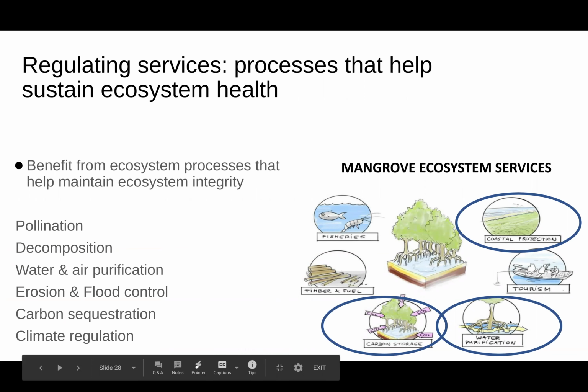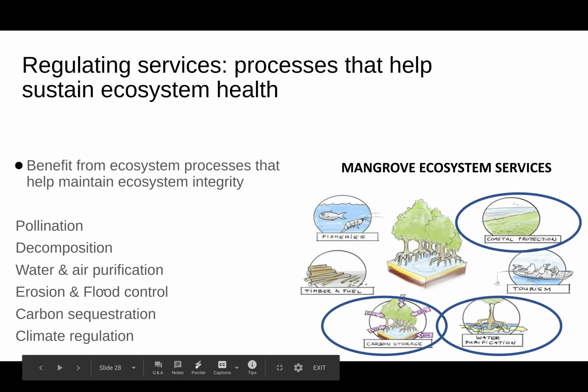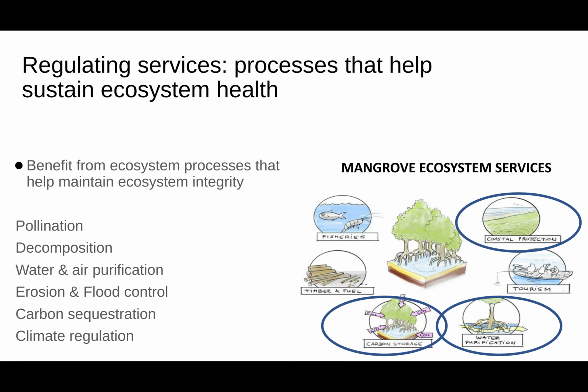These also directly benefit us. So for instance, pollination is a $500 billion a year industry for humans. Again, all provided naturally by nature. Water and air purification, again, natural services, but directly benefit us. But these also help keep these ecosystems functioning normally and healthy. So that's regulating services, keeping the ecosystems going, which directly benefits humans.